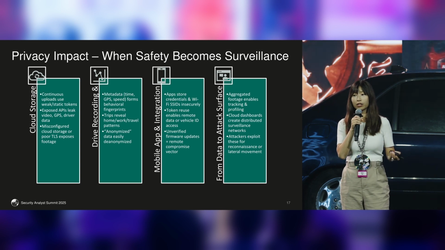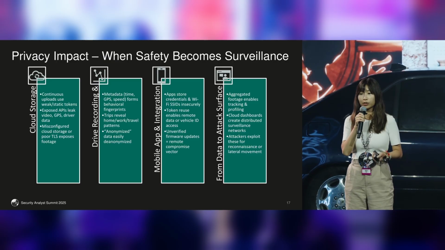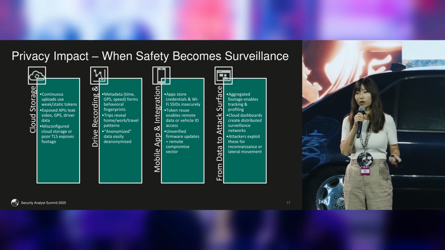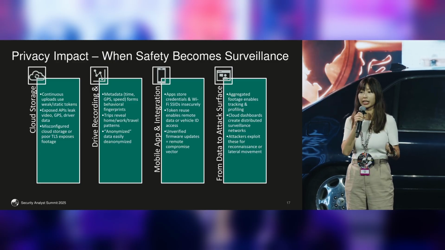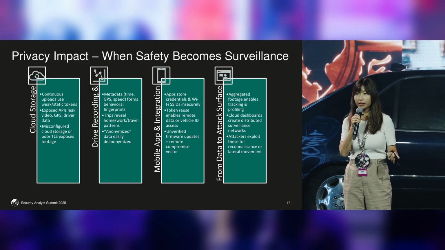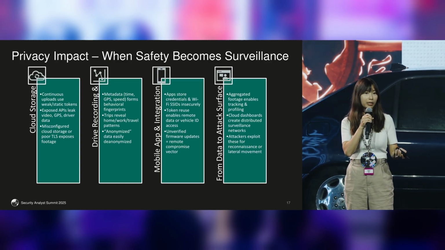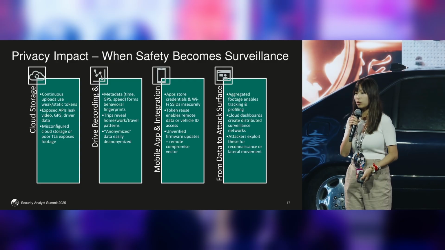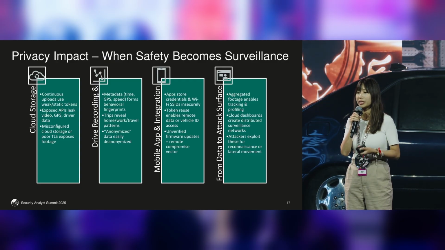After describing all the threat models, where does safety become surveillance? The privacy impact here for cloud storage is continuous uploads that use weak or static tokens. These APIs can link live video feeds, GPS data, and also driver profiles, effectively enabling remote surveillance. Misconfigured buckets or TLS validation flaws expose footage to the internet as well.